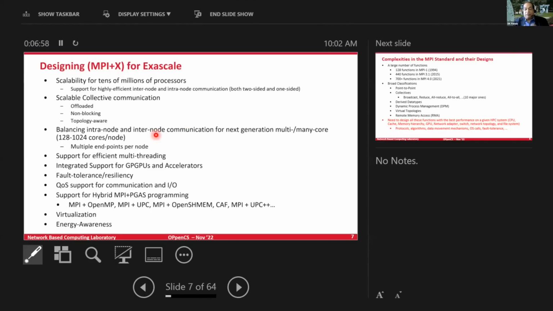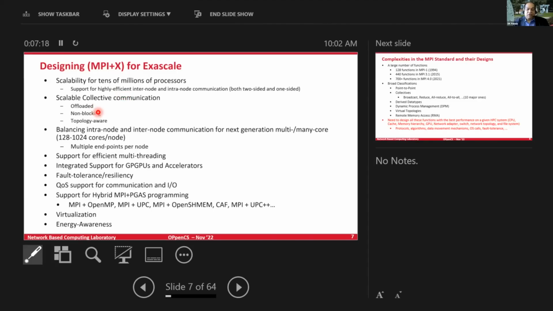And even you can have MPI plus CUDA. So if you take a look at designing this middleware, you will see a lot of these kinds of requirements. These are like a wish list. We need to provide scalability for tens of millions of processors for point-to-point. We also need to take care of collective communication, which is very challenging.